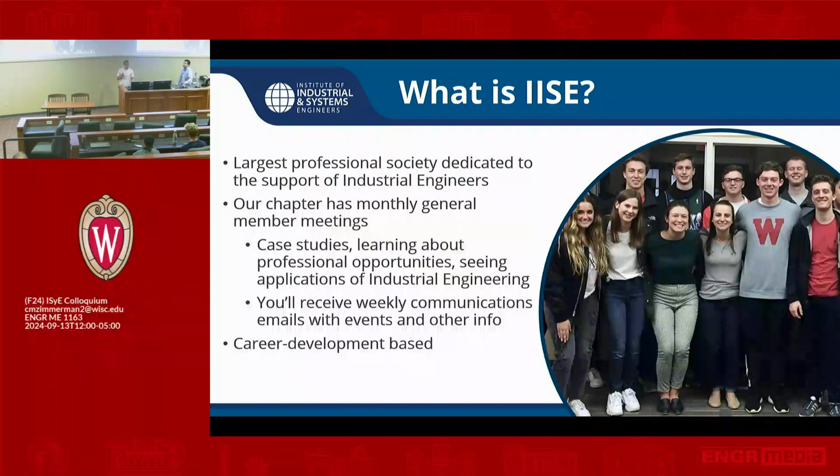So what is ICE? We are a large professional society dedicated to supporting industrial engineers. It's nationwide, and our chapter is the Madison chapter. We have monthly, or usually more than monthly, meetings based on case studies, learning about professional opportunities, and bringing companies in to talk about the internship or career opportunities they provide, and just seeing a lot of different applications of industrial engineering.